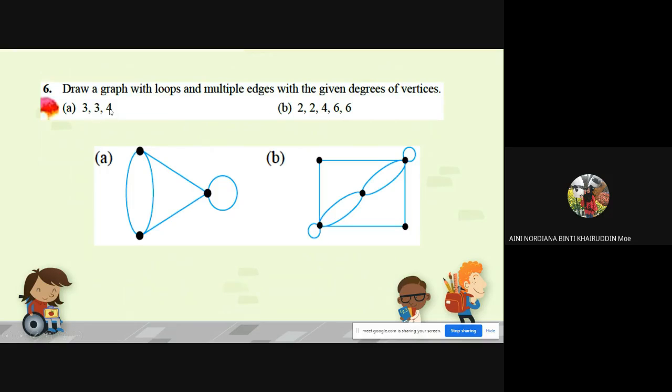Here we have 3 vertices. So 1, 2, 3. 3 means 1, 2, 3. For this point also 3. 1, 2, 3. For this one 4. So for loops, actually the degree is 2. So 2, 3, 4. So this 4 is actually for this vertex. Okay. So this is the answer for B.